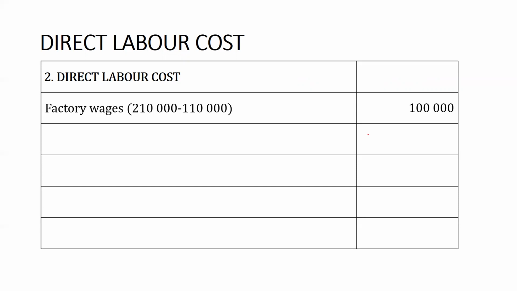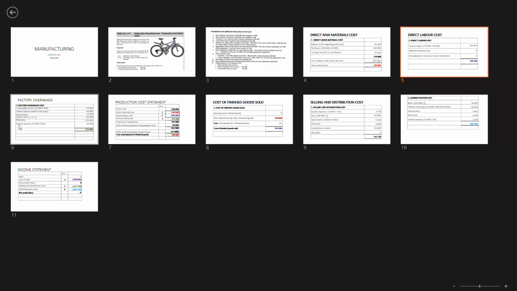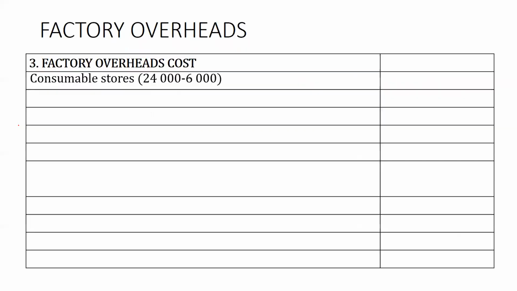Remember, this was 100,000 that was paid for direct labor, and the 60,000 rand that I spoke about, which was indirect labor, will be recorded in the factory overheads account. In this case, it will simply be indirect labor or salaries and wages, which will be 60,000. So you can record it as indirect labor or salaries and wages. It is totally up to you.